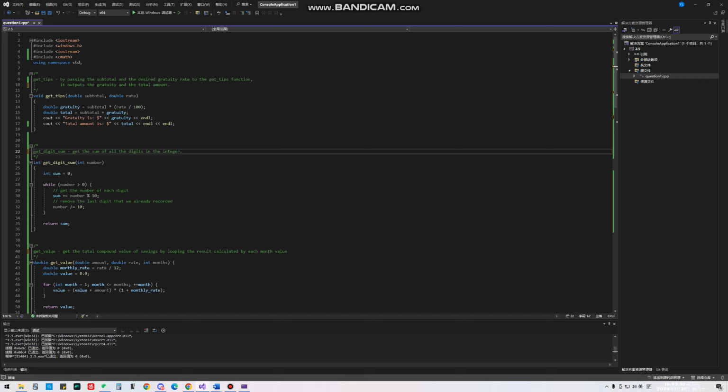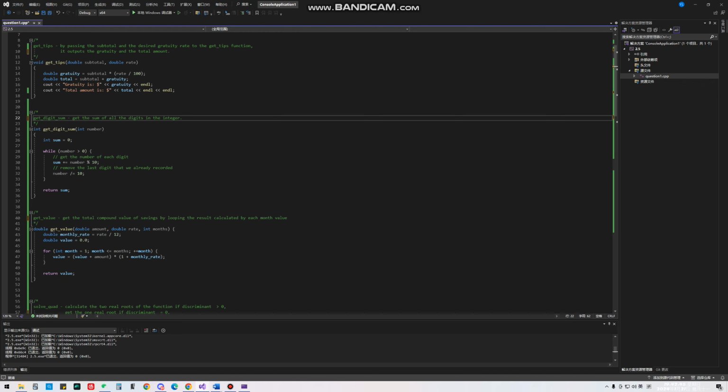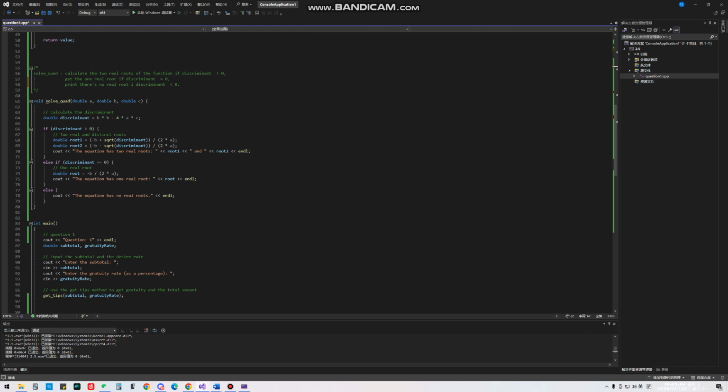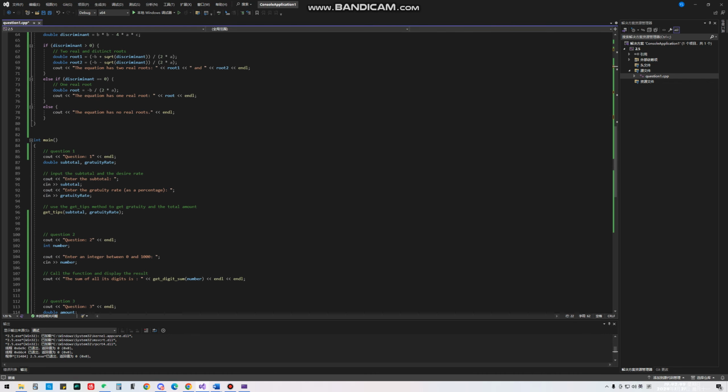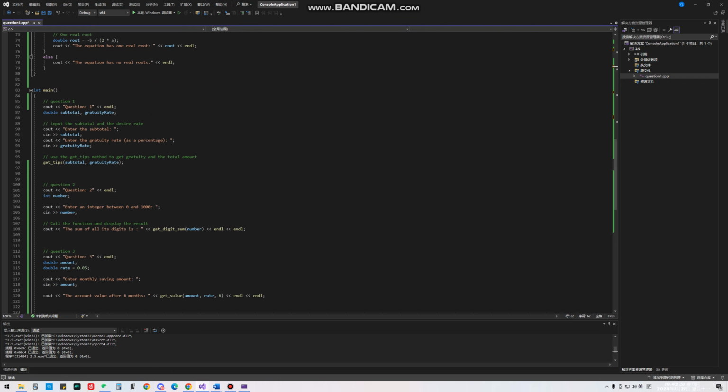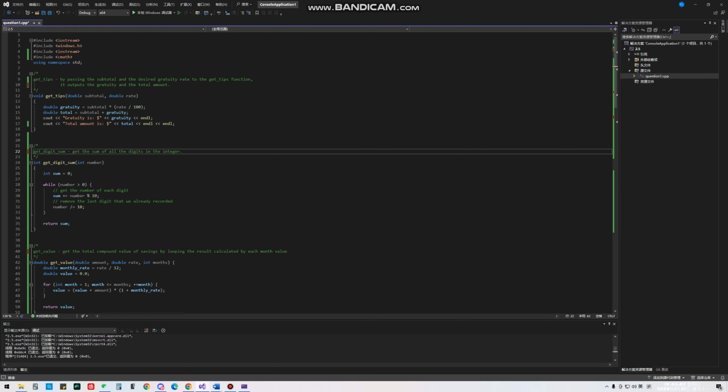So actually, I wrote all these four questions in one file, and all the functions are here above the main function. I also wrote them all together in one main function because they're kind of short code, and if I wrote them separately, it's going to be four different projects. So yeah, I just wrote them together. Now let's start with question one.